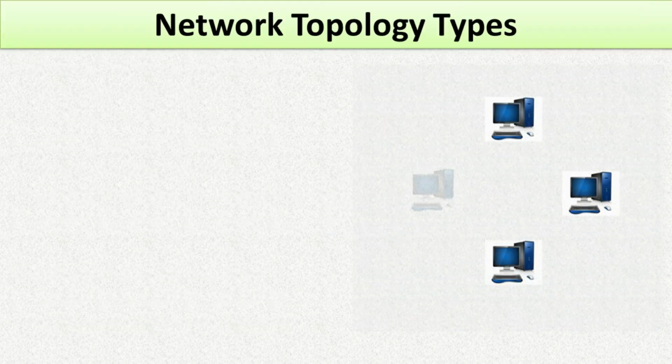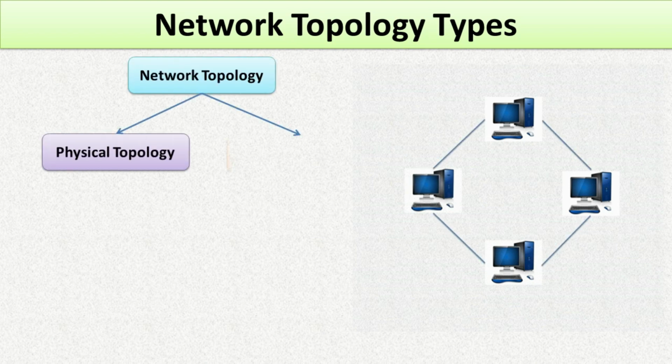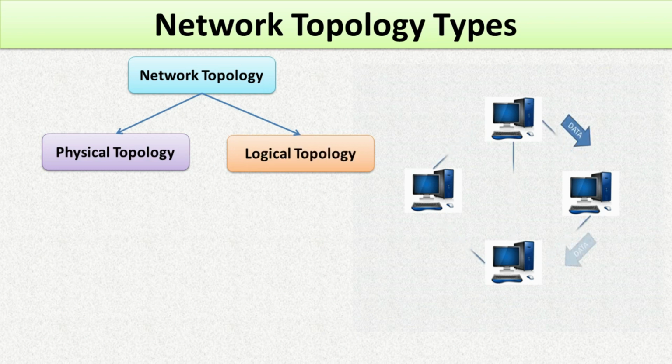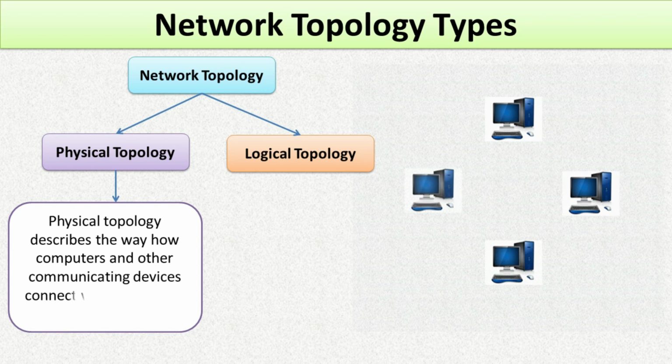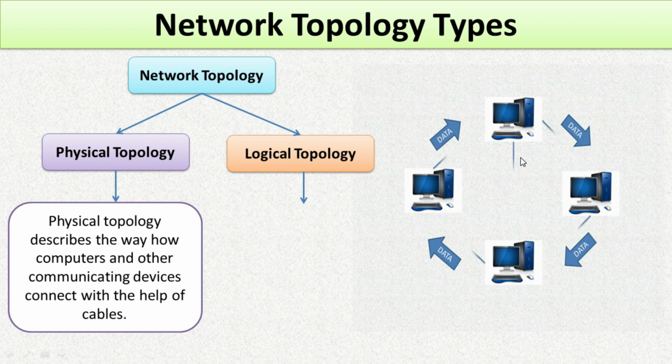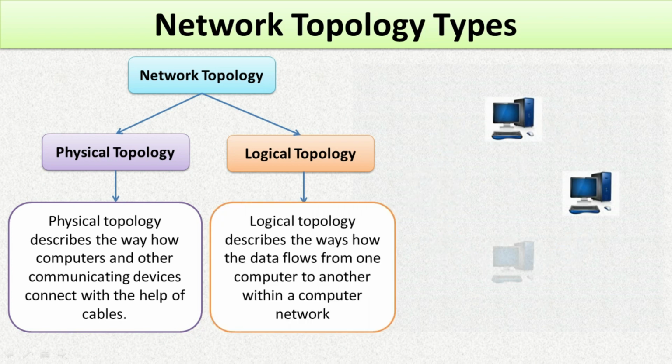Network topologies are of two types: physical topology and logical topology. Physical topology describes the way how computers and other communicating devices connect with the help of cables. Logical topology describes the way how the data flows from one computer to another within a computer network.